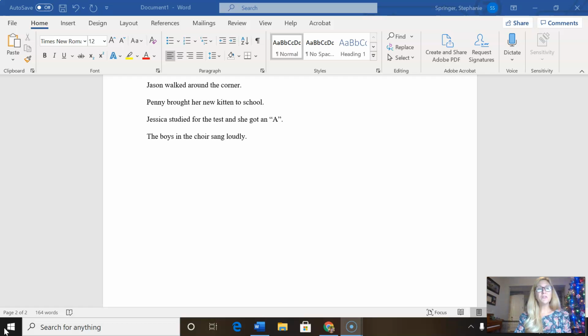All right, so the last thing that I want to do, I just have 4 sentences up here. I'm not going to go through every part of speech that's being represented. I just want to go over a couple things. So person, place, or thing. This right here, I'm going to highlight the noun, person, place, or thing. The noun, what did Jason do? Here's going to be our verb, our action. Jason walked. So we'll bold that. Where did he walk? Around the corner.